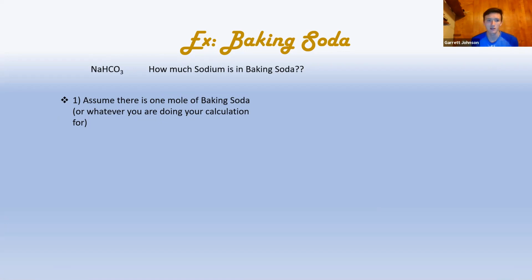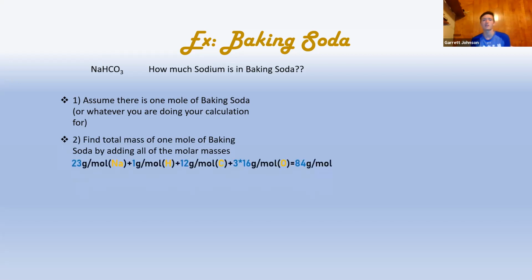All right, so first of all, assume there's 1 mole of baking soda, whatever you're doing for your calculation. Step 2 is find the total mass of 1 mole of baking soda by adding all of the molar masses. I have the chemical formula right here. The chemical formula is 1 sodium, 1 hydrogen, 1 carbon, and 3 oxygens. So if we want to find the total mass of all of these, we're just going to add up all of them together, assuming there's just 1 mole.